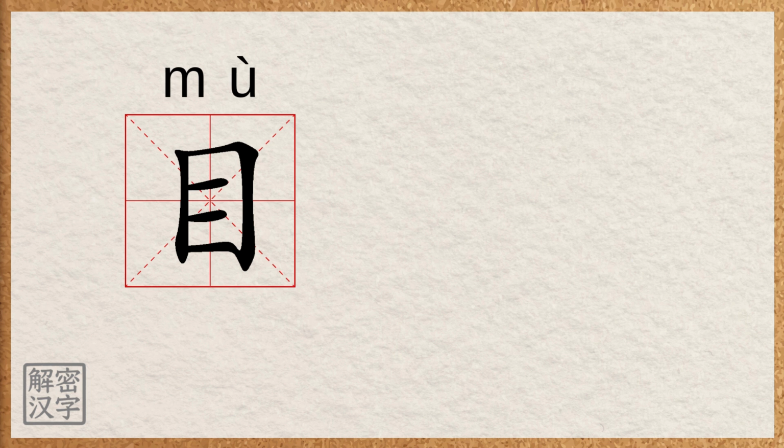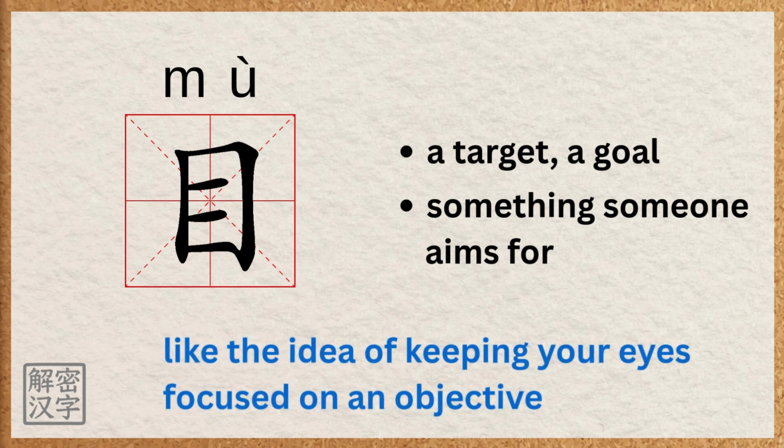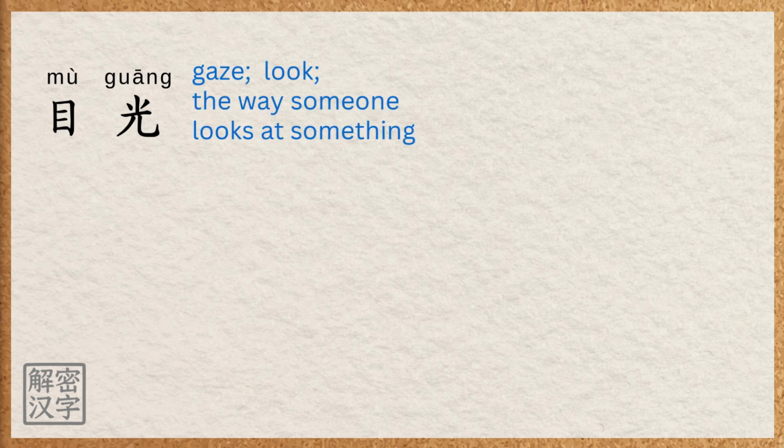Interestingly, mu doesn't only appear in the literal sense. It can also express a target, a goal, or something someone aims for, like the idea of keeping your eyes focused on an objective. Because of that, it appears in many commonly used words in modern Chinese, such as 目光 means gaze, look, the way someone looks at something.